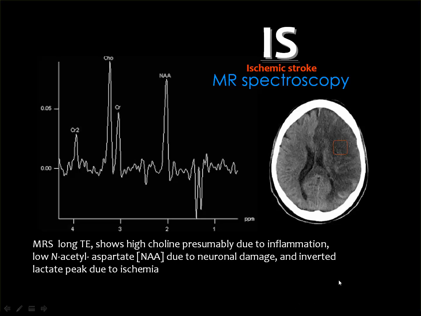infarction. Then what happens if you have an MR spectroscopy for an infarcted area? You do not get significant changes in the metabolites, original metabolites. Some decrease in the N-acetyl aspartate, some increase in the choline, and evident peak of lipid and lactate, yes.